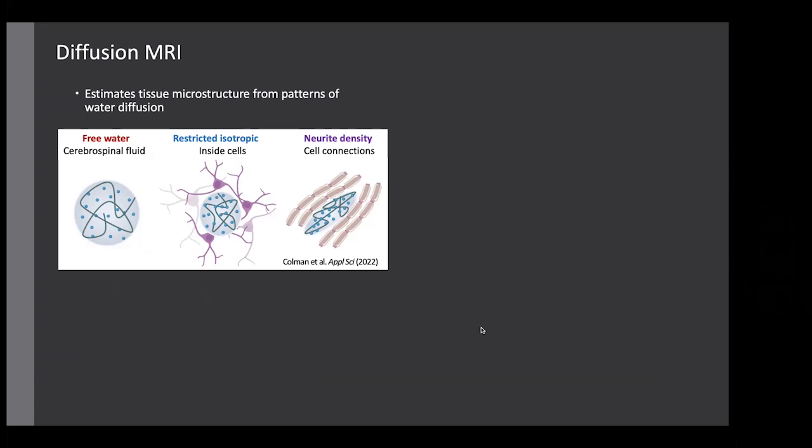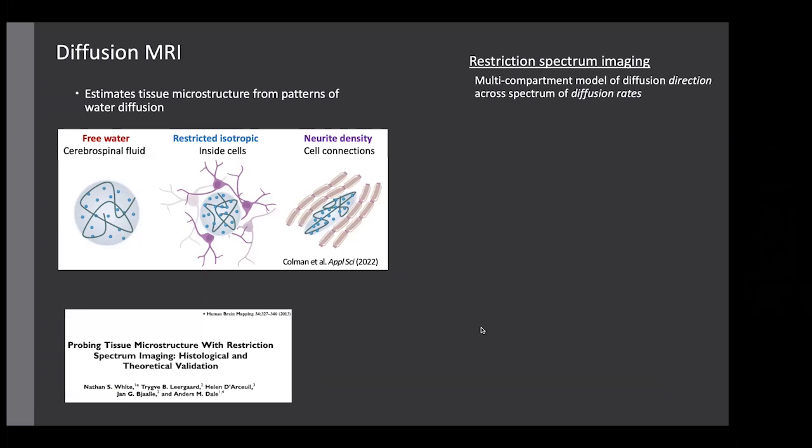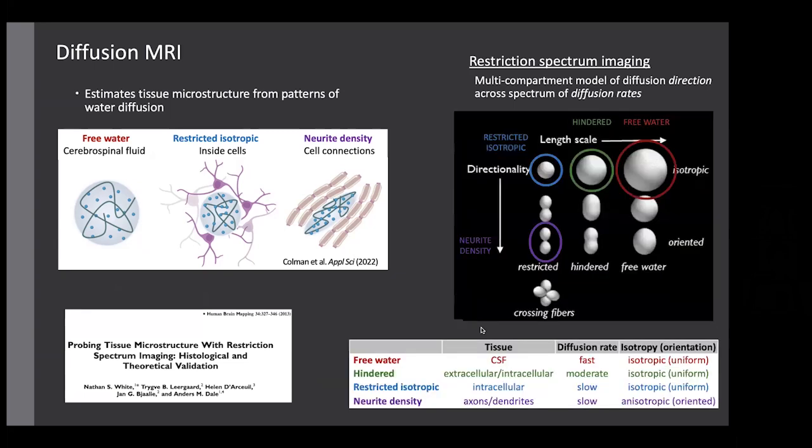So you can see that water is behaving in different patterns according to where it is in the tissue. The technique of diffusion MRI that we use is called restriction spectrum imaging, or RSI. This is a multi-compartment model that measures the direction and the rate of diffusion. And from this model, we can compute various metrics of interest that map onto different tissue properties.